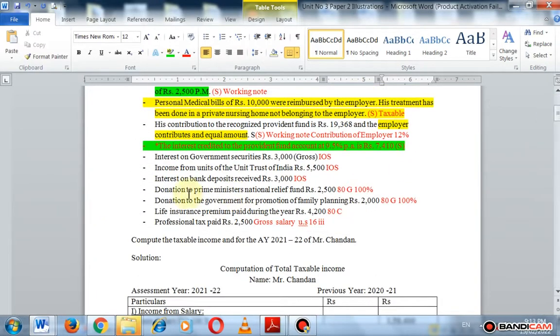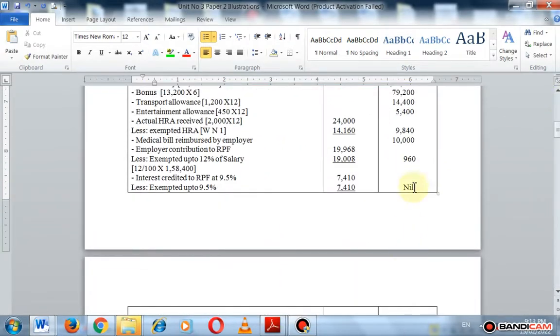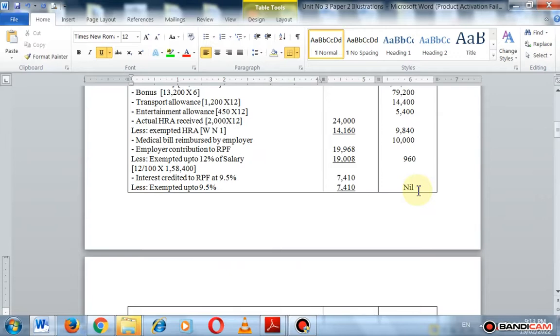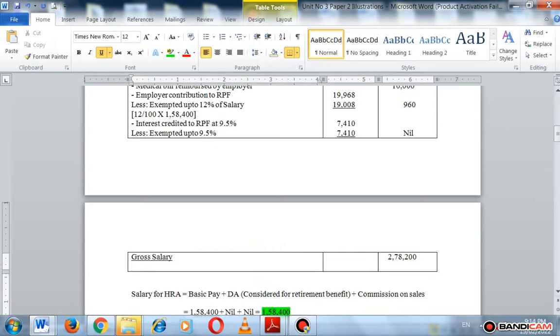Next, here we compute the income received from salary of Mr. Chandan. Now we make the total, 278,200. That total is called gross salary.